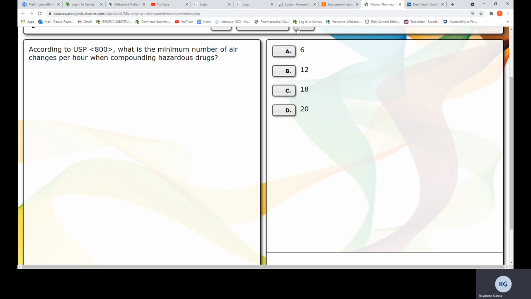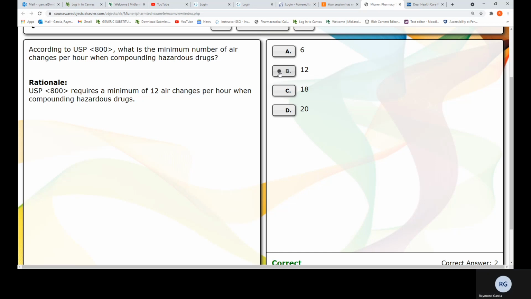What would be your guess? B? B? Good job. Good guess. USP 800 requires a minimum of 12 air changes per hour. The USP stands for United States Pharmacopoeia. 12 air changes per hour when compounding hazardous drugs.